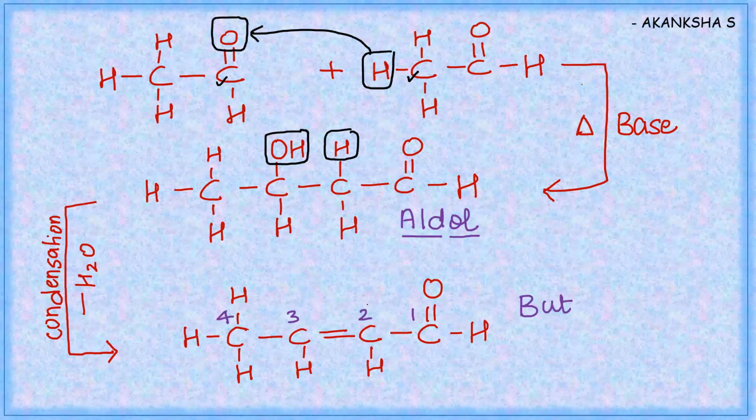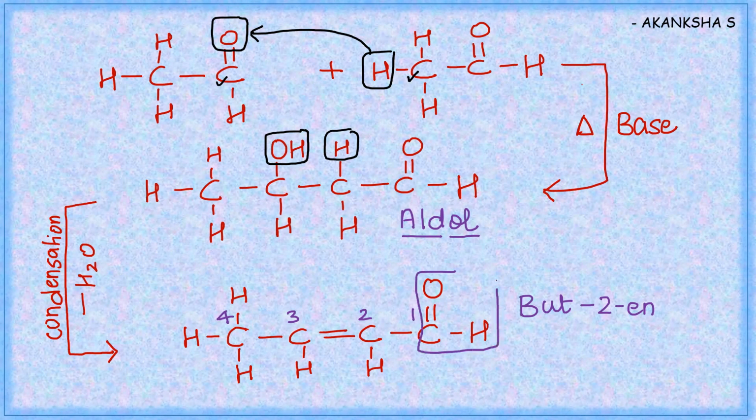We can see that between 2 and 3 there is a double bond. Give the least number of carbon to the double bond. So what is the least number? 2, so 2-ene. And what is the actual functional group over here? The actual functional group is nothing but an aldehyde, and we represent an aldehyde using al. So butenal.